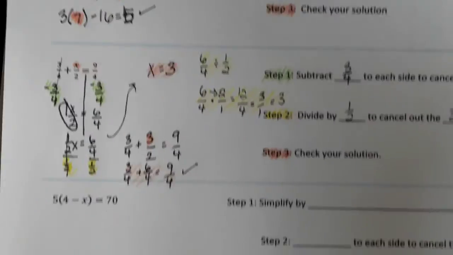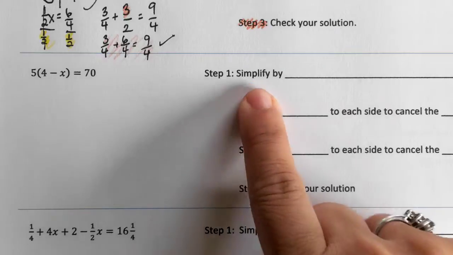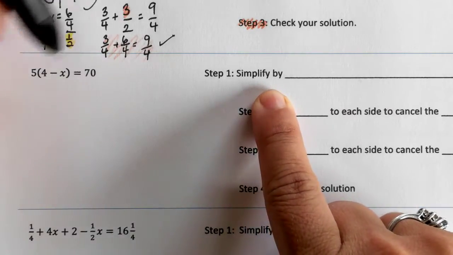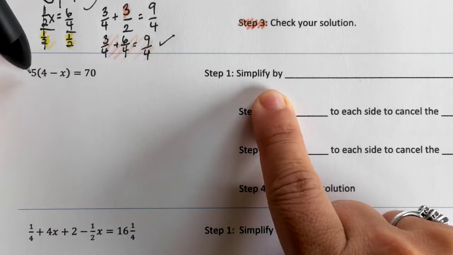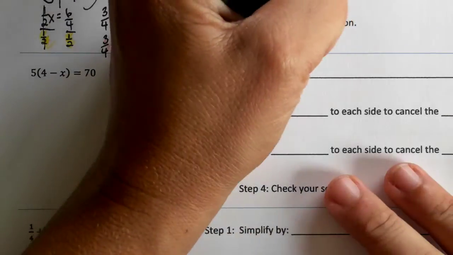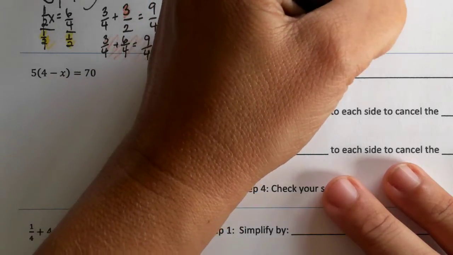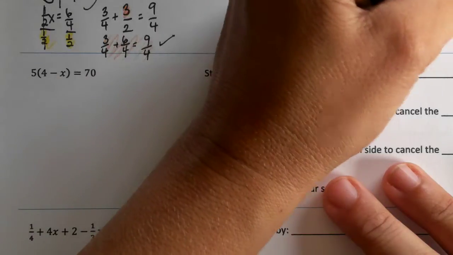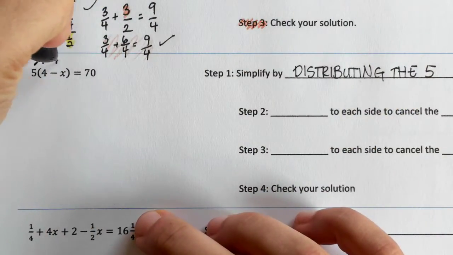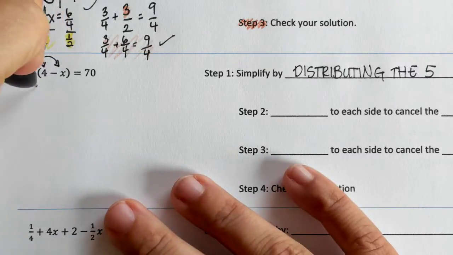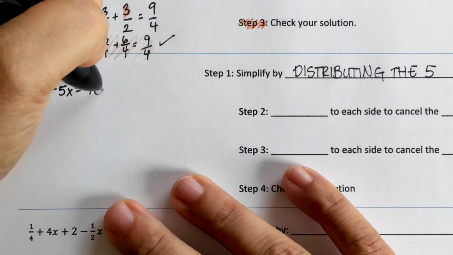Okay. Looking at the third one. Step 1 says simplify by. What do we need to do to simplify this? We can't even start solving this until we start simplifying it. Simplify by distributing the 5. So what that looks like is 5 times 4 is 20 minus 5x equals 70.